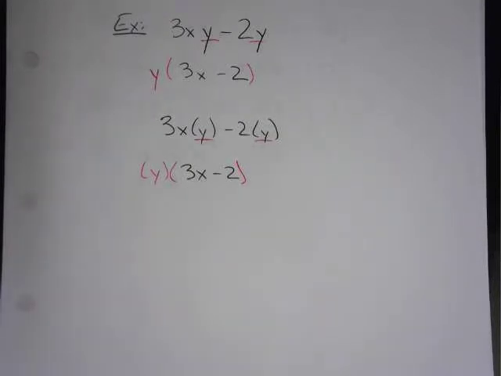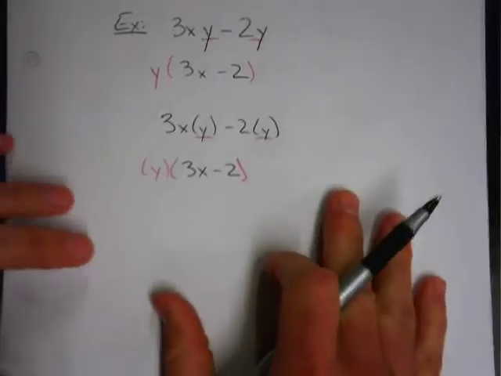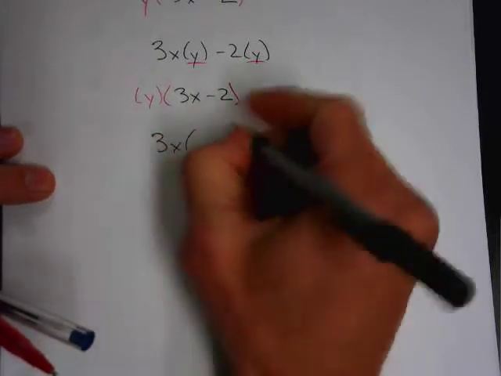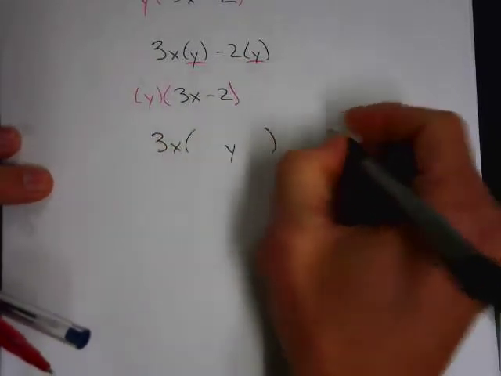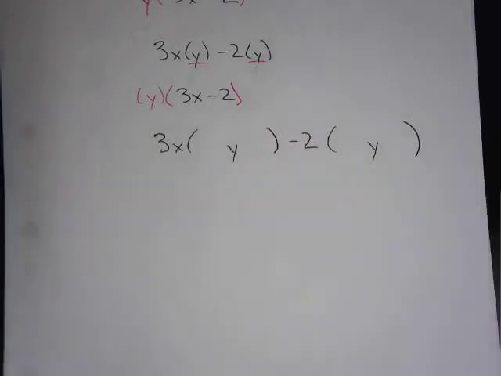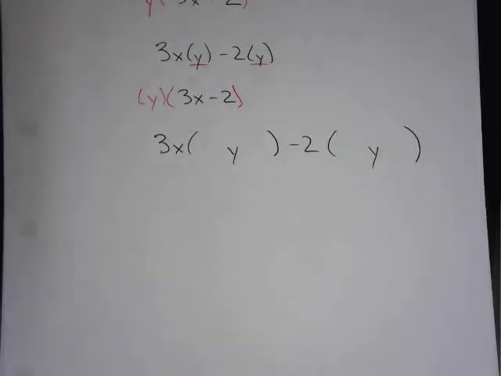So now I'm going to train us to see the same thing. I'm going to write it a little bit differently again. So I'm going to take this exact same example and write it differently again. So what if we called it 3x times y minus 2 times y? Can you still see that the greatest common factor is y? And hopefully you do. It just looks a little bit different, and it's in a grouping symbol.